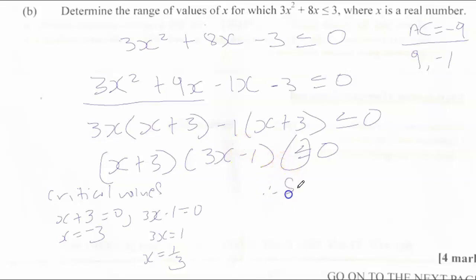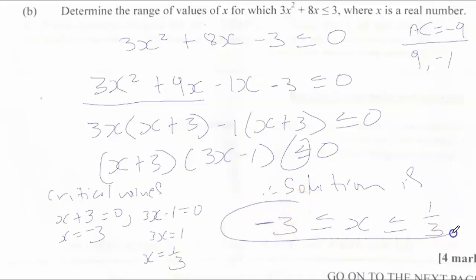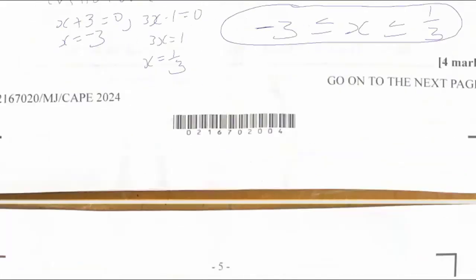So therefore, the solution is x is between, so it's less than the larger value, so less than 1/3, but greater than the smaller value, which is negative 3. So that's our solution. Let's move on.